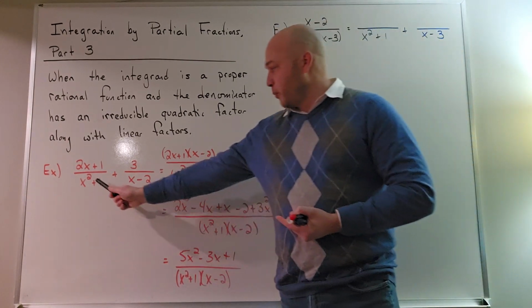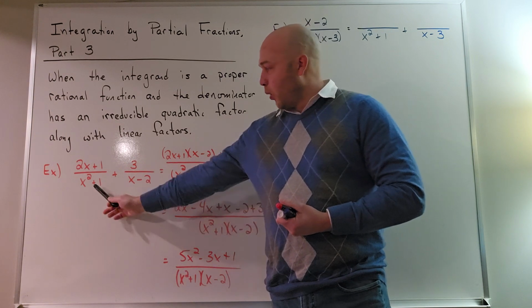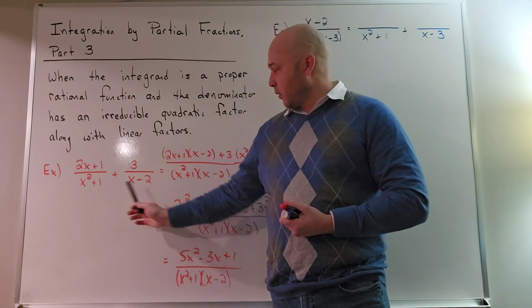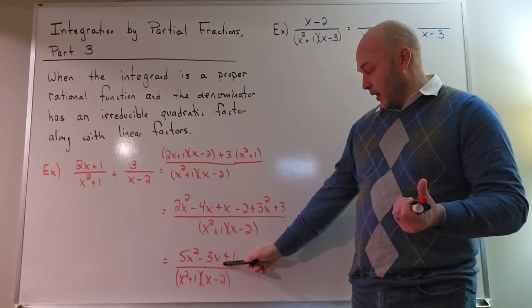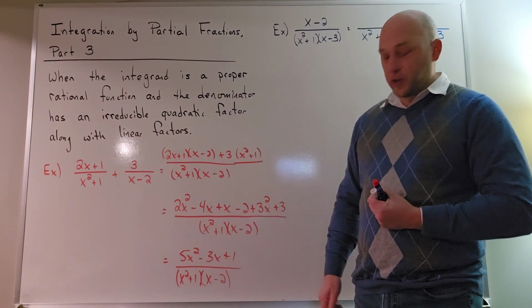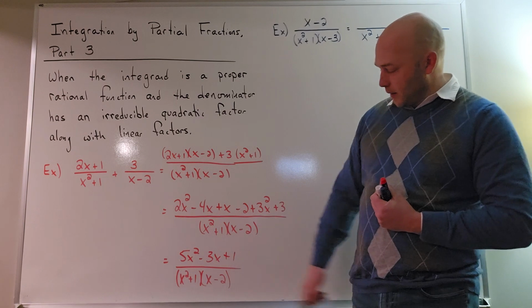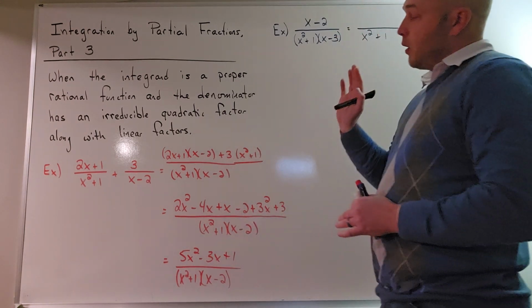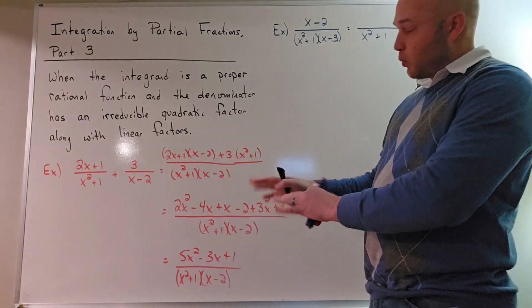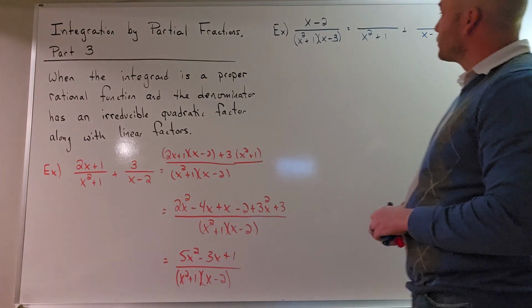Notice I started with two proper rational functions. One has a quadratic denominator, one has a linear denominator. And again, when I add those, I still come up with a proper rational function, right? The numerator is a quadratic, and the denominator is a cubic. Okay, with that in place, we'll refer back to that here in a second.